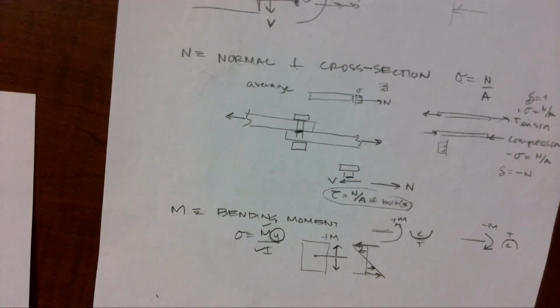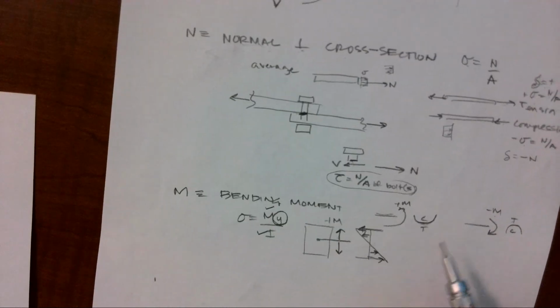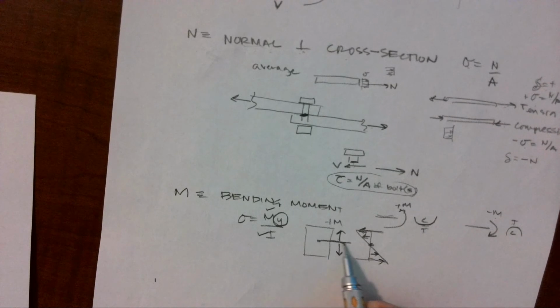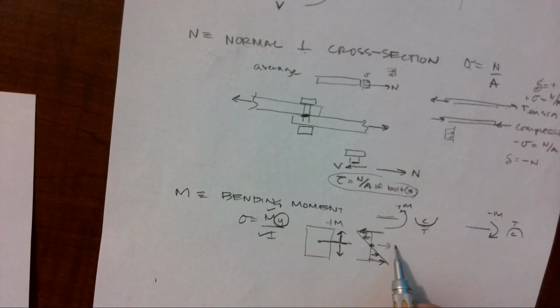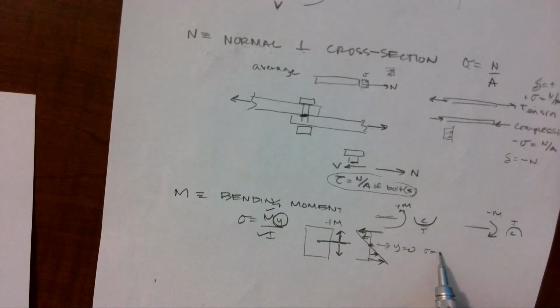And so we will see that this is a linear function where right here at the centroid, where we transition from compression to tension or tension to compression, our y equals 0. Right here at this point, y equals 0. So our normal stress right at that point is 0.